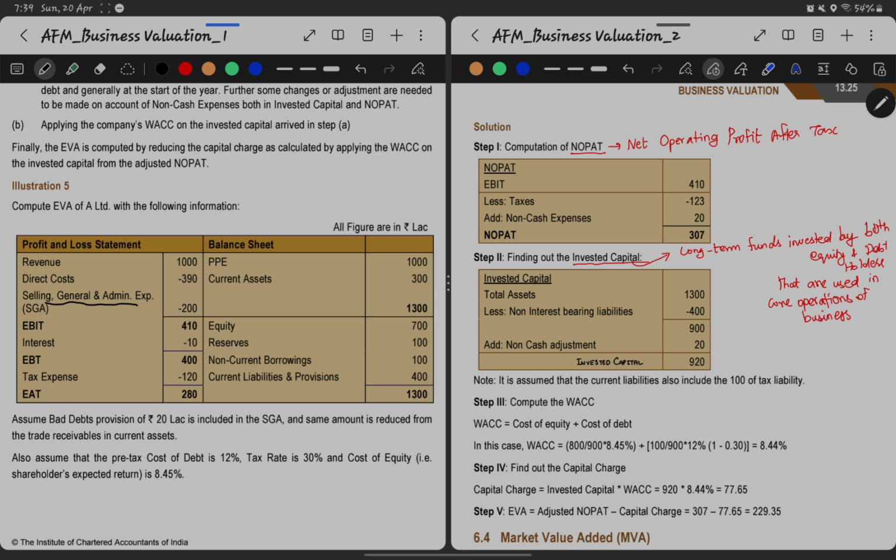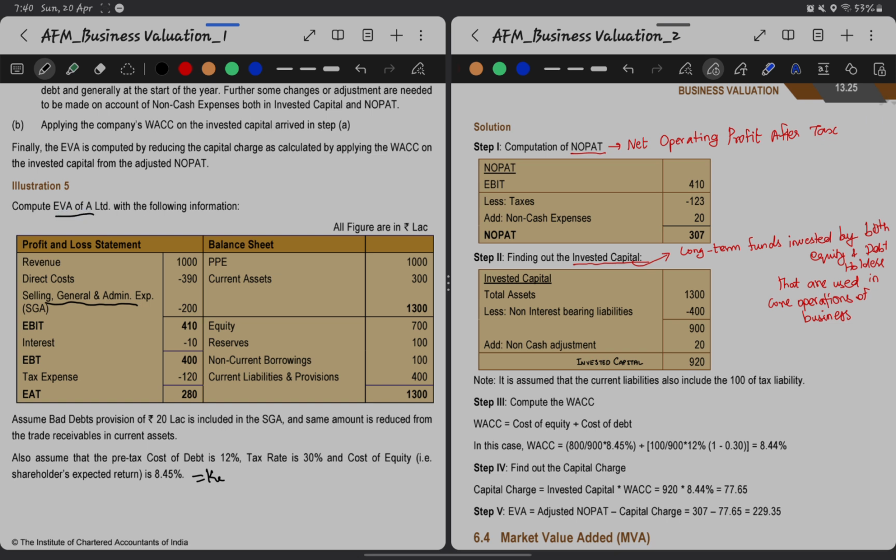trade receivables also. Also assume that the pre-tax cost of debt is 12%, tax rate is 30%, and cost of equity, KE, is 8.45%. Now they are asking us to calculate the EVA, enterprise economic value added.